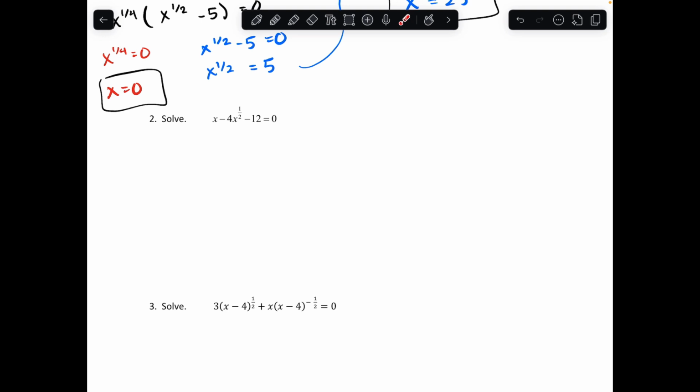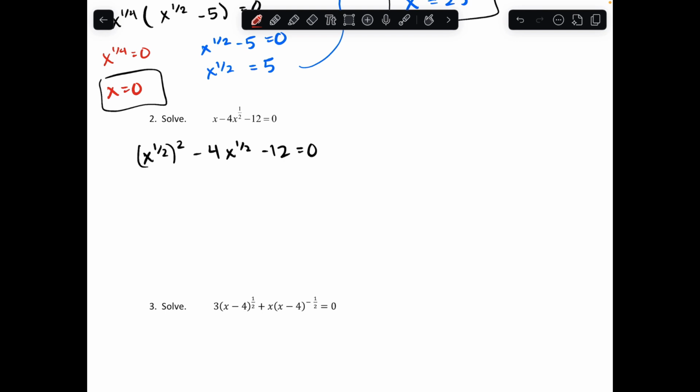So this one's a little tricky. We have x to the first power minus 4 times x to the 1/2 power, and then minus 12, a constant, is equal to 0. It's a little hard to see, but this is actually a quadratic. We can write x to the first power as x to the 1/2 power quantity squared. And so writing the rest in, we'll have minus 4 times x to the 1/2 minus 12 is equal to 0.